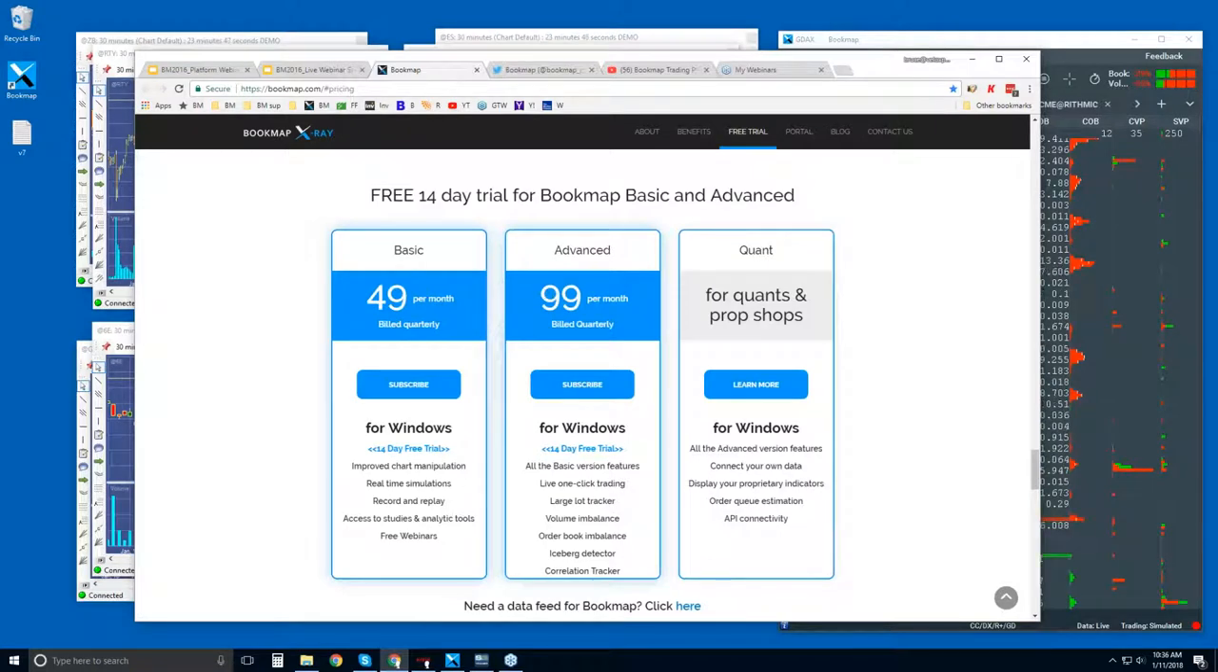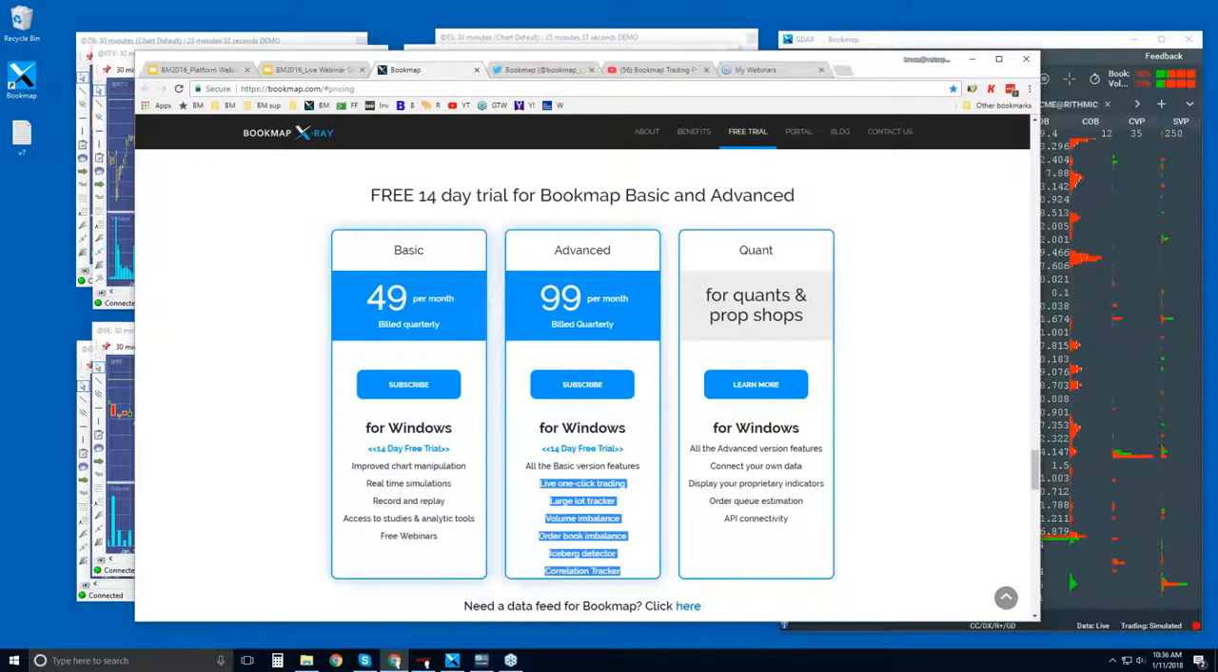Let's go over the product here. So what exactly do you get? There's Bookmap Basic and Advanced. Bookmap Basic is $49 per month, and $99 per month for Advanced. They're billed quarterly, and you get that 14-day trial period. And the difference between the two is primarily here, the add-on indicators.